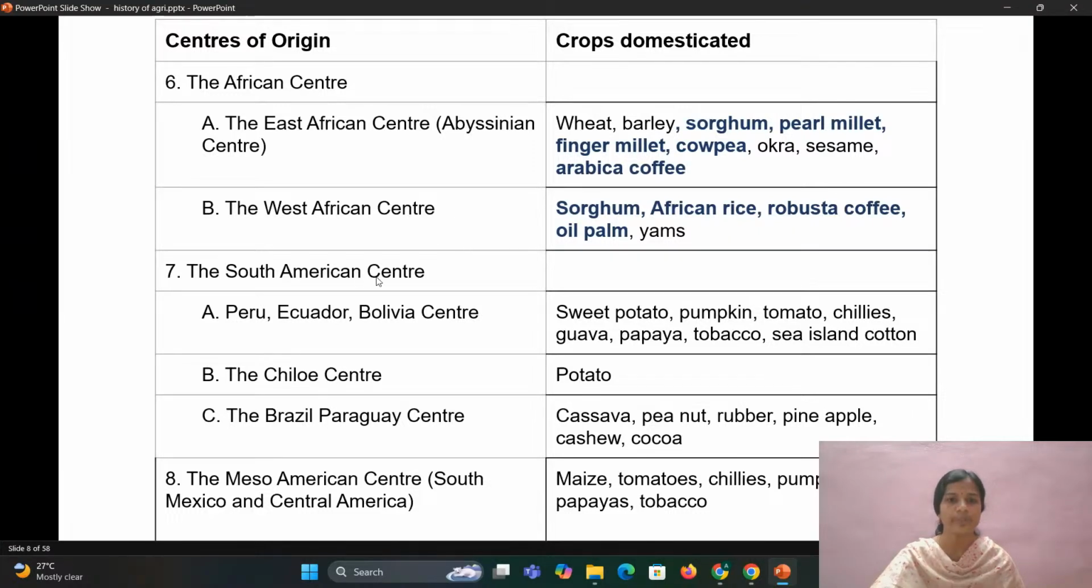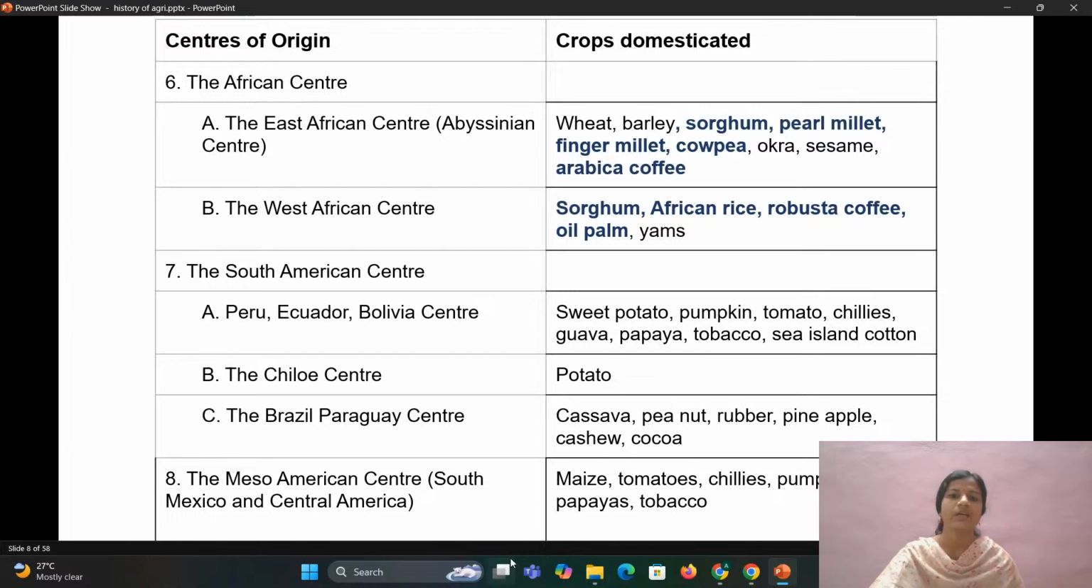Then South America. The South American center is again classified into three sub-regions: Peru, Ecuador, Bolivia center; Chile center; and Brazil, Paraguay center. All these crops that are of our common use today, like pumpkin, tomato, chilies, tobacco, potato, cassava, peanut, rubber, pineapple, cashew, cocoa, are not indigenous to us. All these are from the South American region.